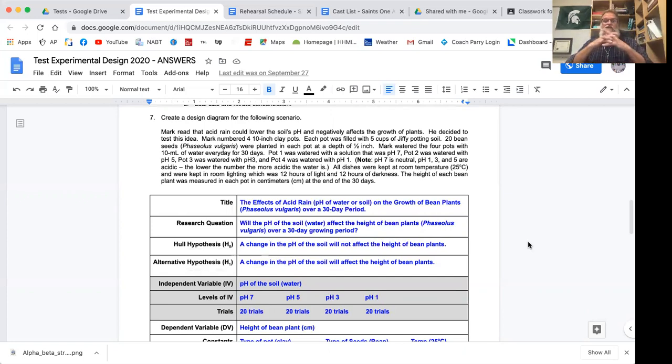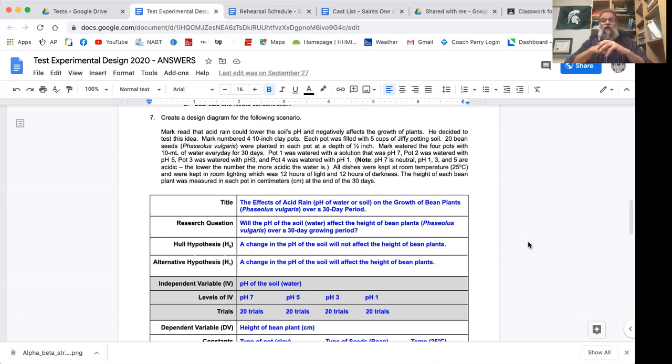So the title is the effects of acid rain, or you could have said the effects of pH of water, or the effects of the pH of soil. Any of those three would be acceptable, on the growth of bean plants, or you could have said on the height of bean plants. There's 1 point for the title.